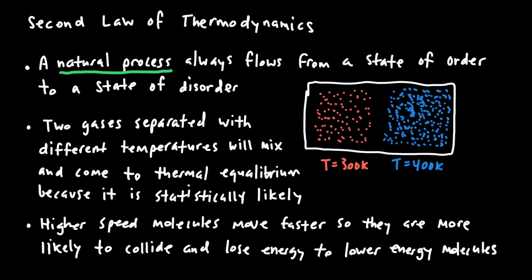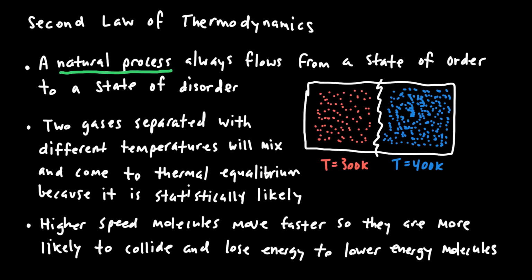And so for natural processes, things that happen naturally, they always flow from a state of order to a state of disorder. And it's just more favorable for processes like that to happen, and so they happen. So the example I have here is a box that maybe is initially separated, and then I remove a divider between those two gases. One of the gases is at 300 Kelvin, and the other is at 400 Kelvin.